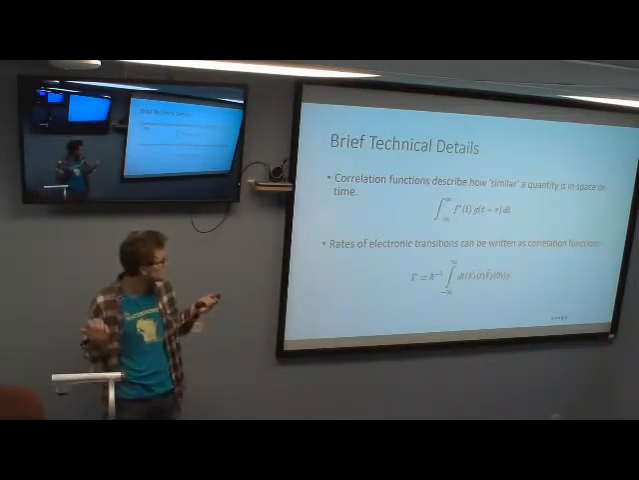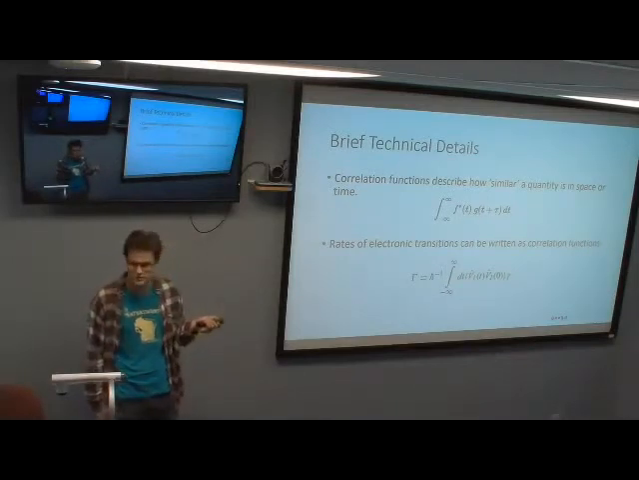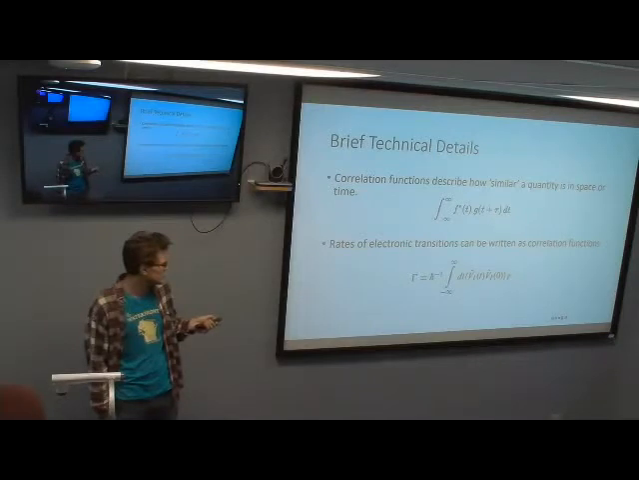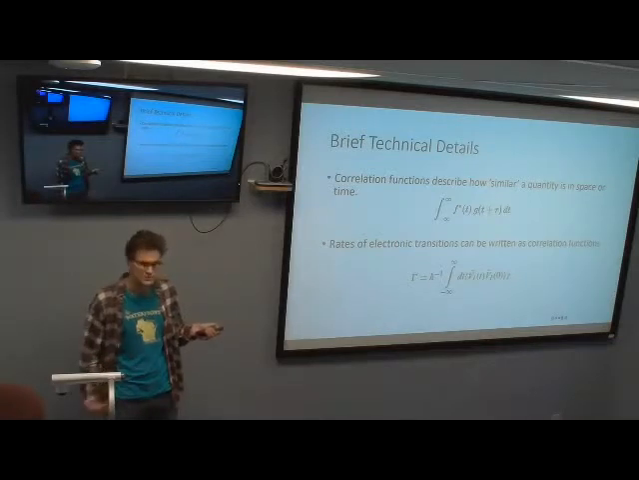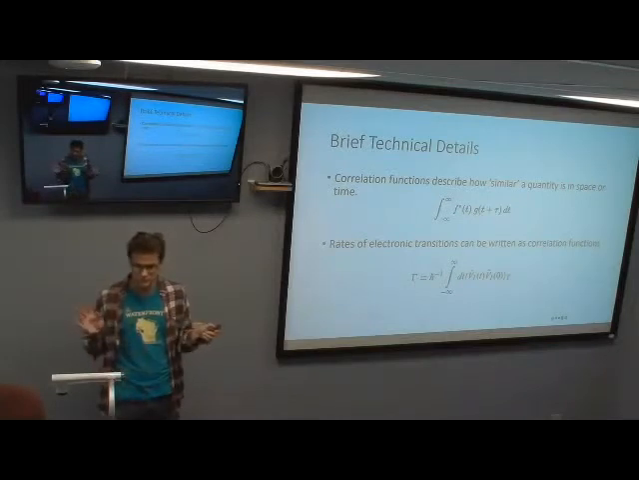The big deal is we use autocorrelation functions because you can use correlation functions to determine rates of electronic transitions. So this is a rate, and this is a fancy way of writing autocorrelation. If you go through a textbook and read it, all this contains the information from Fermi's golden rule. It's just another way to write Fermi's golden rule.